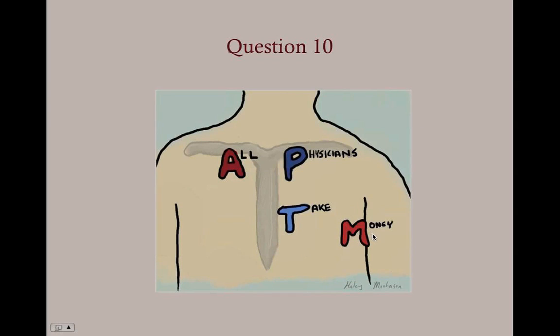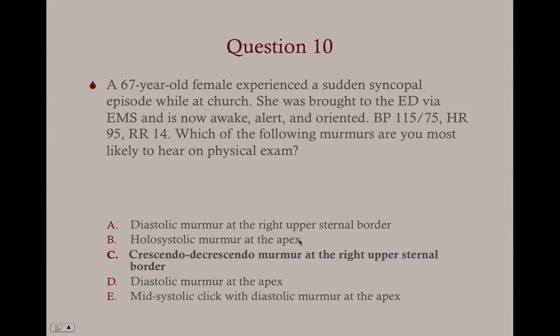What happens is the left ventricle contracts, and rather than the blood going up through the aortic valve and into the circulation, blood is flowing backwards into the left atrium. And so you get blood flowing through the mitral valve during systole, and that's not supposed to happen. So a holosystolic murmur at the apex is a mitral valve regurgitation.